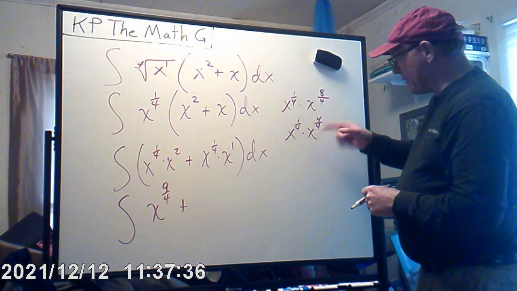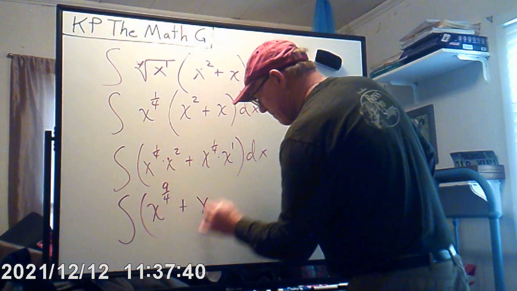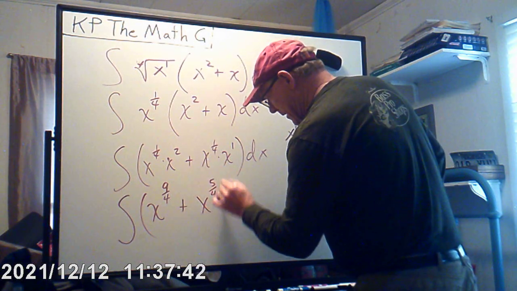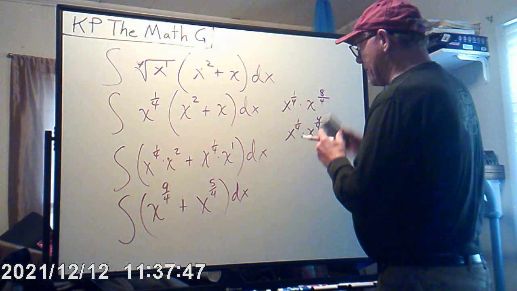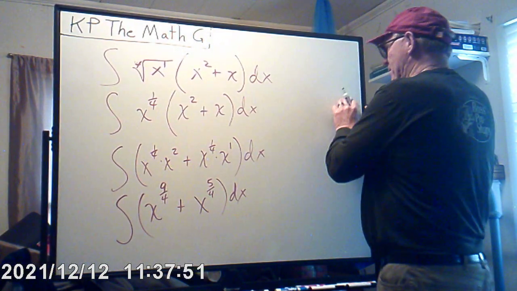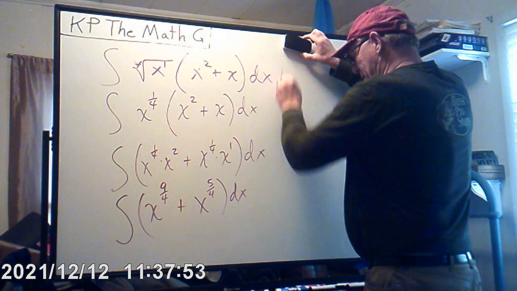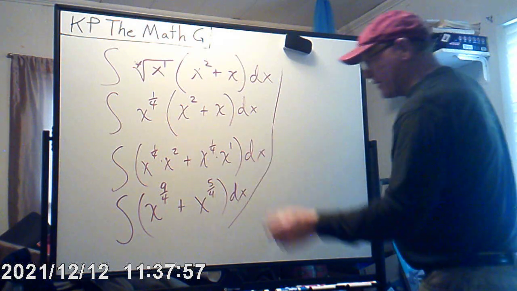4 over 4 is 1, so 1 plus 4 is 5. So x to the 5 over 4. Alright, dx. Quick and easy, isn't it? It's the idea of learning how to rewrite it. I'm sure you can go from here, but we are going to finish this together. I don't like to go somewhere and not finish.